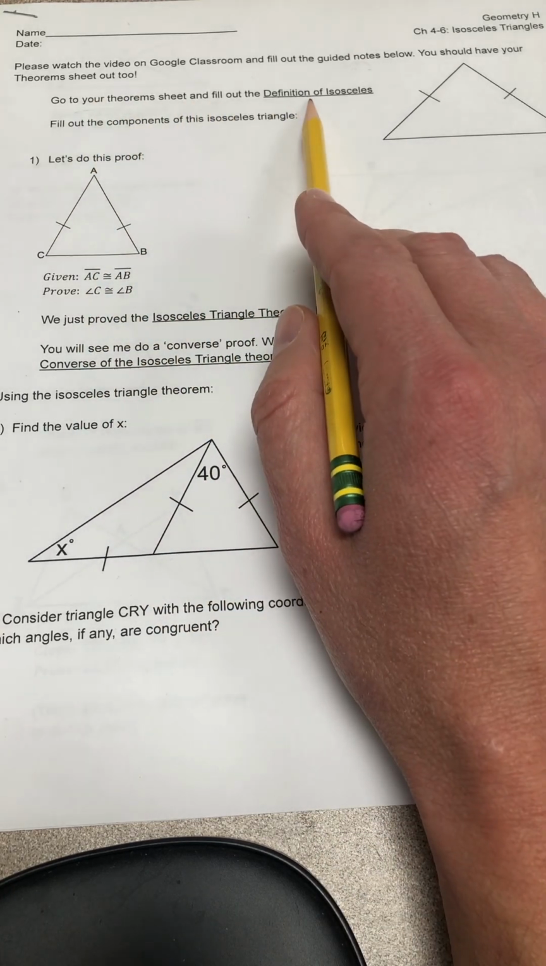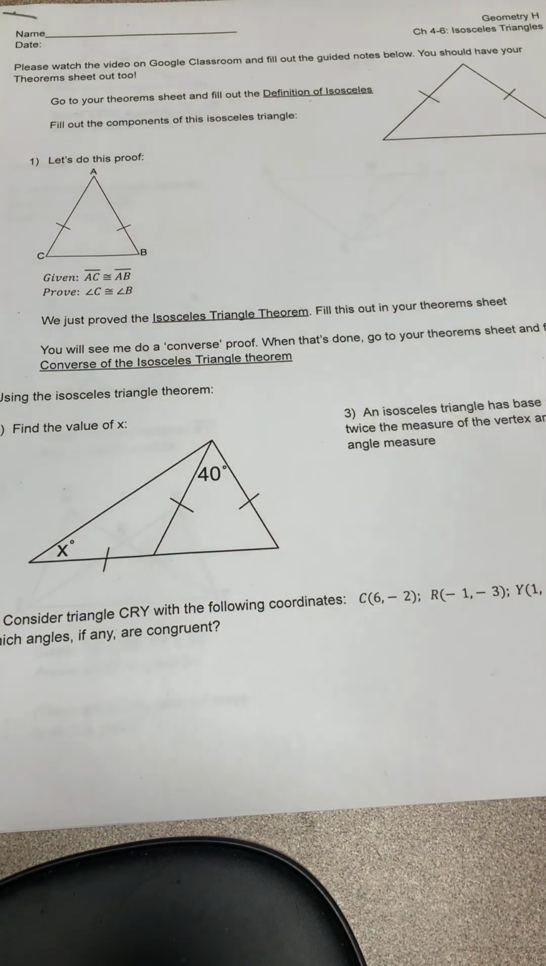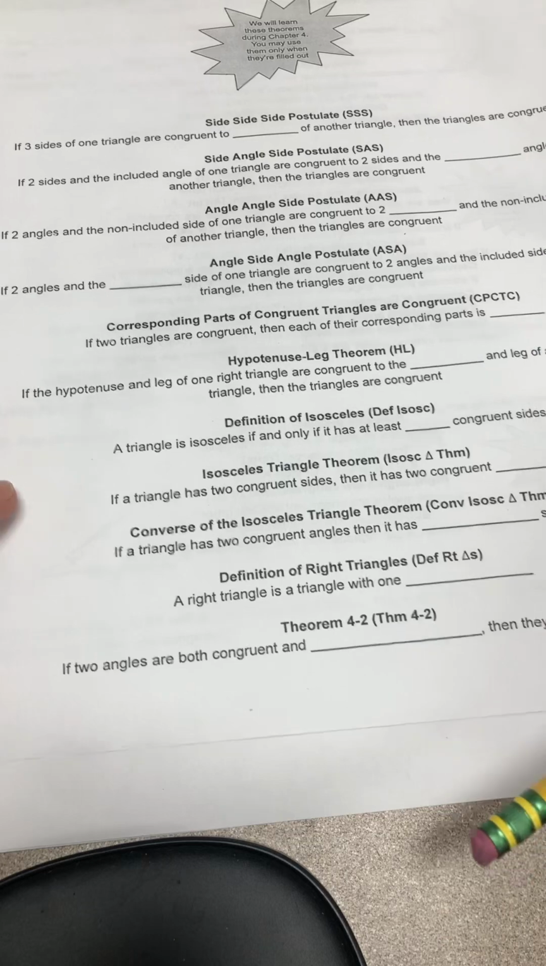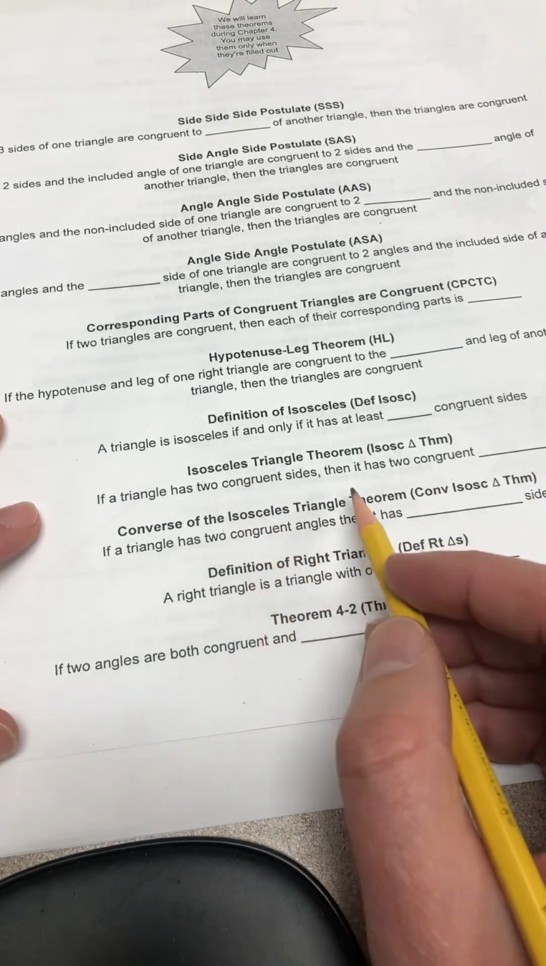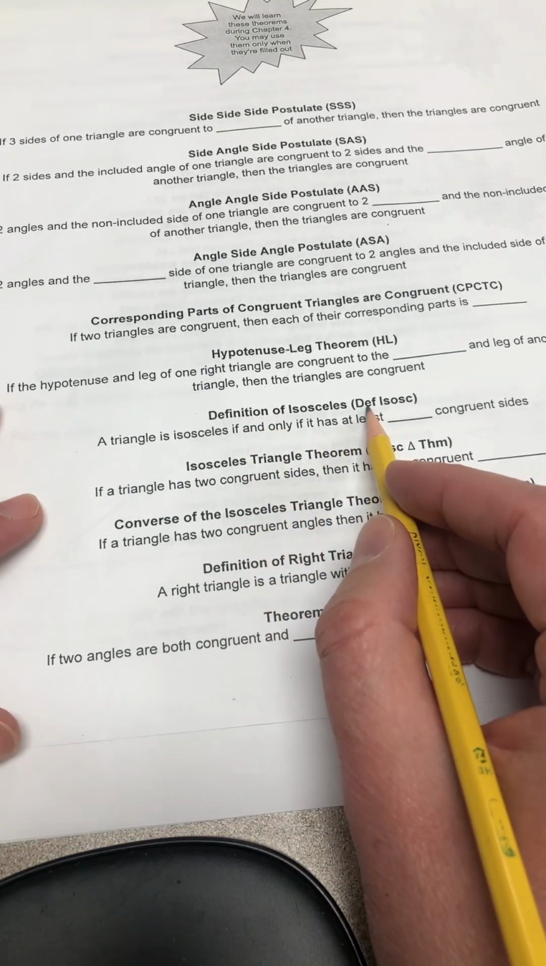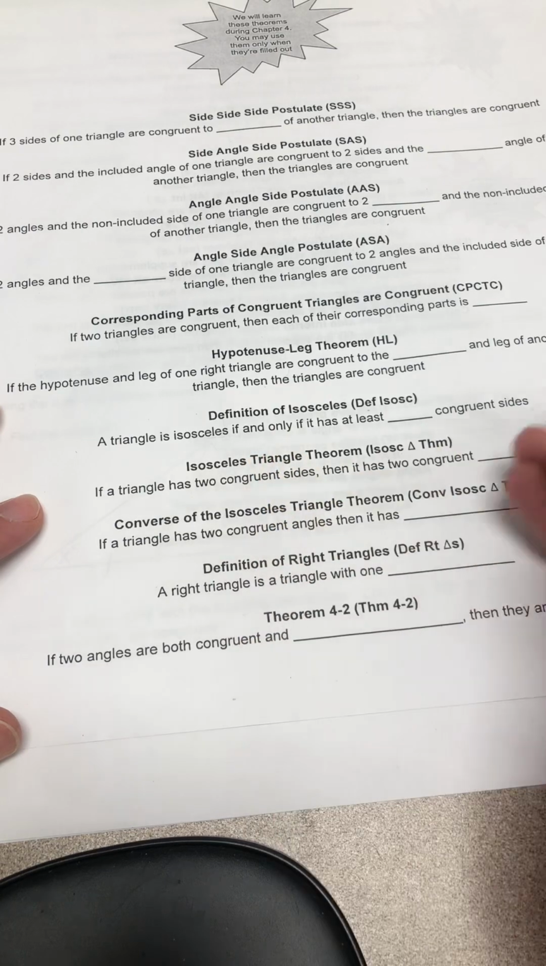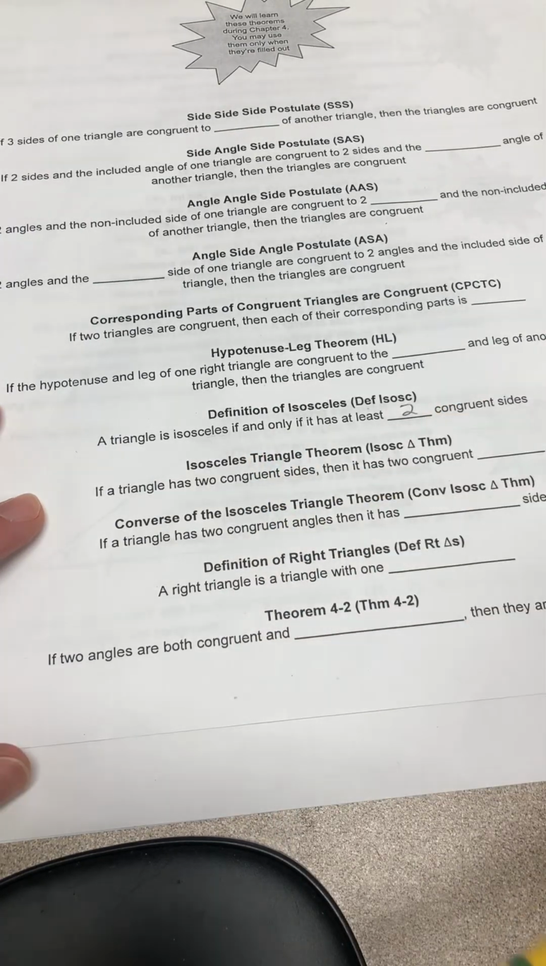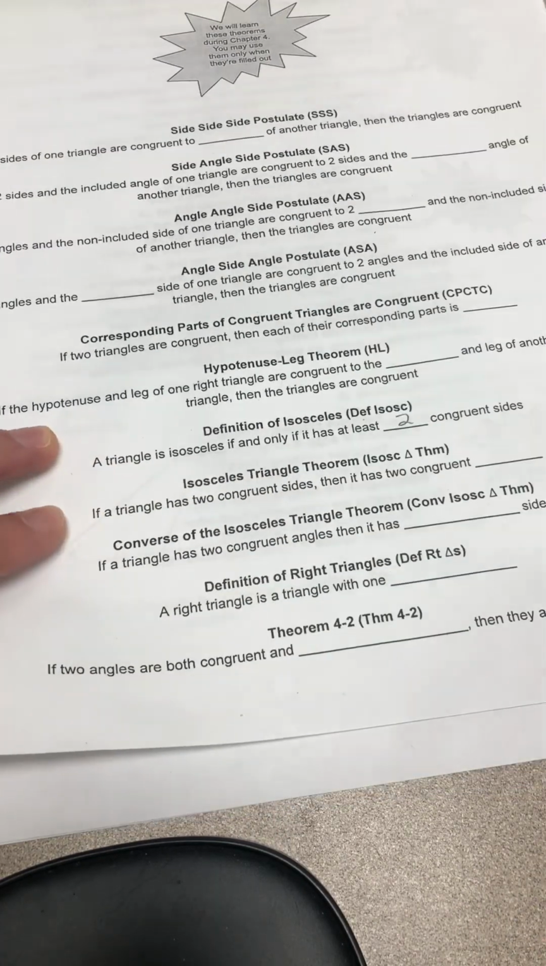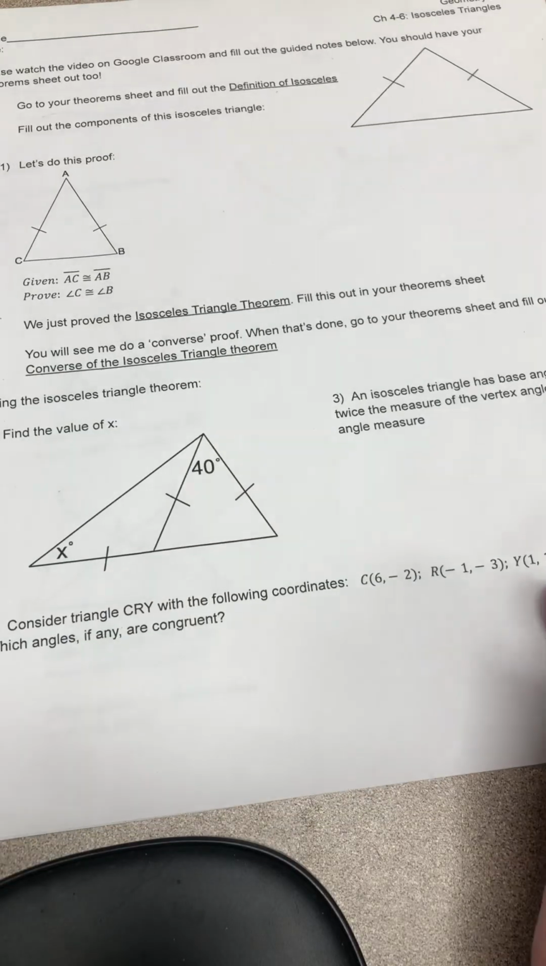Make sure you have your theorem sheet, and we're gonna fill out the definition of isosceles. You've already learned what isosceles means, but I don't know if we filled this out yet. So definition of isosceles from our theorem sheet, a triangle is isosceles if and only if it has at least two congruent sides. That should be filled out if it hasn't already. We're gonna fill out a couple more in a minute.